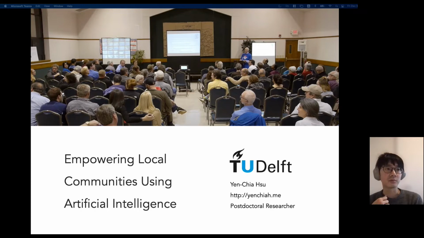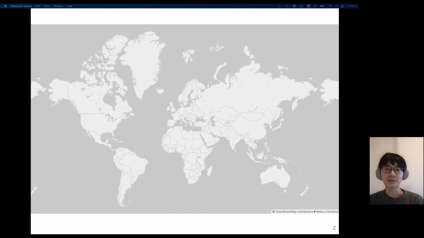I often work with local groups, like the picture that you saw on the image, that's one of the group meetings that we have in the local region. I often walk into communities, talk with people, and then collect data with people. And today I'm going to talk about the topic of empowering local communities using AI, specifically focused on the AI applications. Okay, let's start. Some story about me.